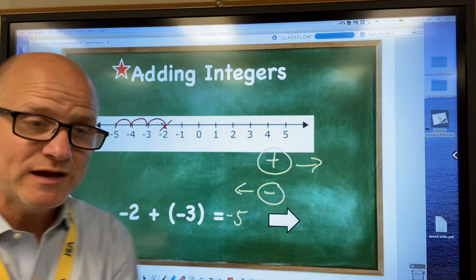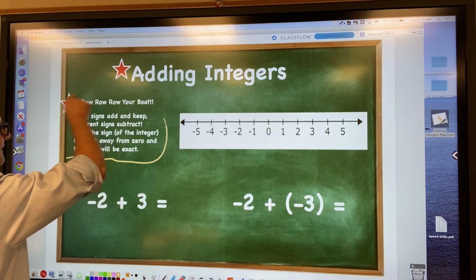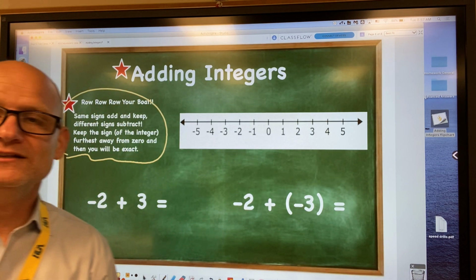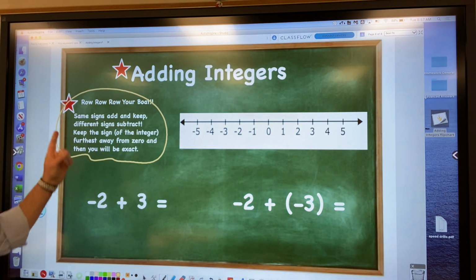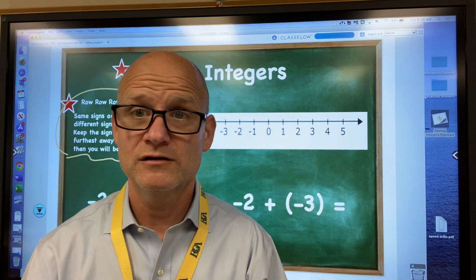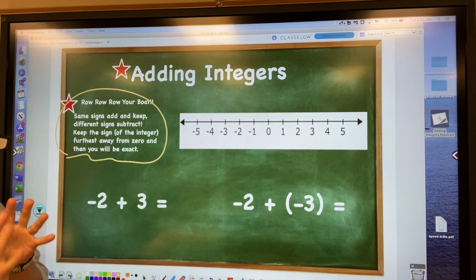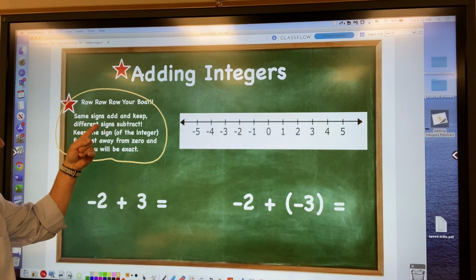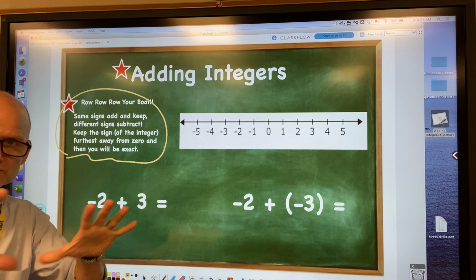I think the easiest way to remember this, though, is by singing the song Row, Row, Row Your Boat and saying this. You know how the song goes, Row, Row, Row Your boat gently down the stream. So instead of saying row, row, row your boat, you're going to say same signs, add and keep, different signs, subtract. Okay, let's just stop there.